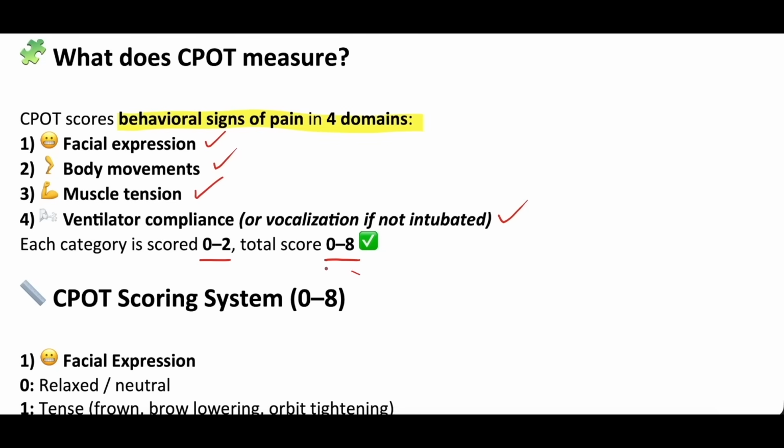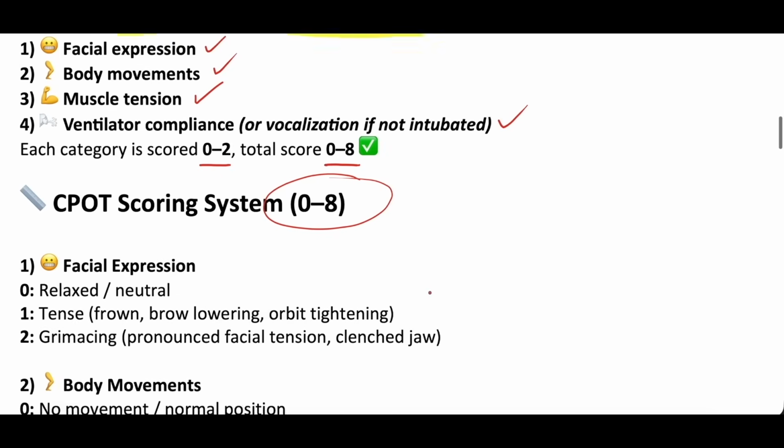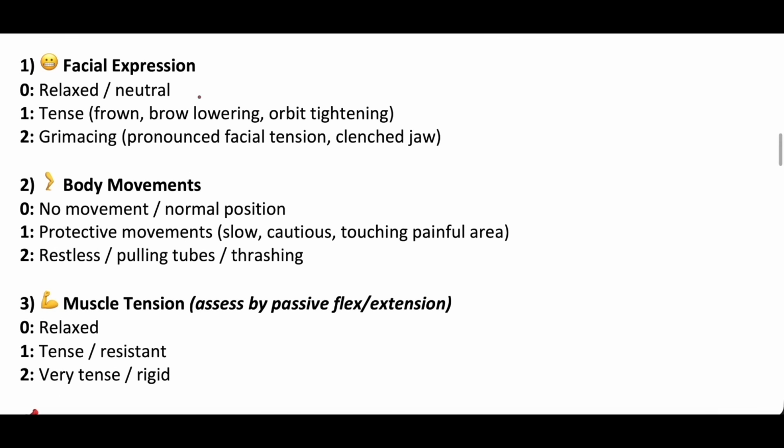Right? So the CPOT scoring system is 0 through 8 with 4 domains that can get a 0 or a 1 or a 2. So starting with facial expressions, a 0 for all of these means they're not in pain. For facial expression, 0 is relaxed, neutral, they look comfortable. Whereas a score of 1, they're going to be tense, maybe lowering their brows or frowning or tightening their orbits. And a score of 2, they're going to be grimacing, with pronounced facial tension, clenched jaw.